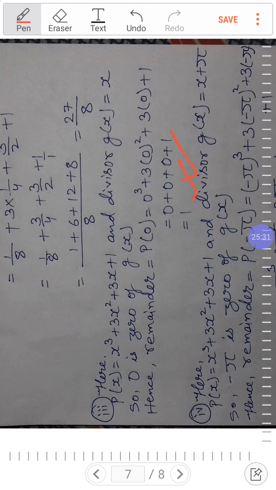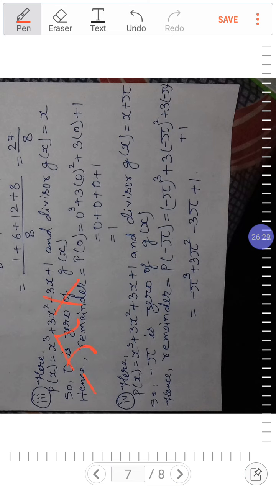So in place of x we will be keeping minus pi, and it becomes minus pi cube plus 3 into minus pi square plus 3 into minus pi. So when we solve it, it becomes minus pi cube, because minus pi into minus pi into minus pi becomes minus pi cube, because when we multiply minus an odd number of times, the sign will be minus only. So minus pi cube. In the same way, when minus is multiplied an even number of times, it becomes plus. So 3 into pi square, because minus pi into minus pi is pi square. Then after that plus minus minus, and 3 into pi is 3 pi, and then plus 1.